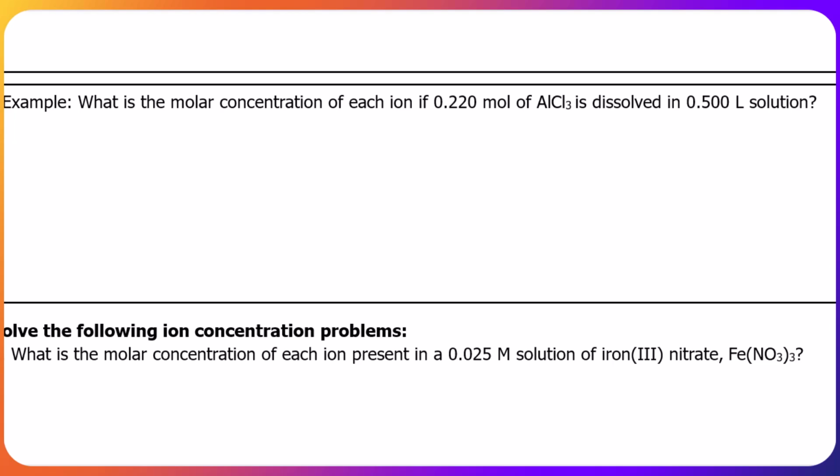So here is aluminum chloride. We have 0.220 moles of aluminum chloride, and I'm going to divide by 0.500 liters, and it looks like we're going to have double the concentration, or double.